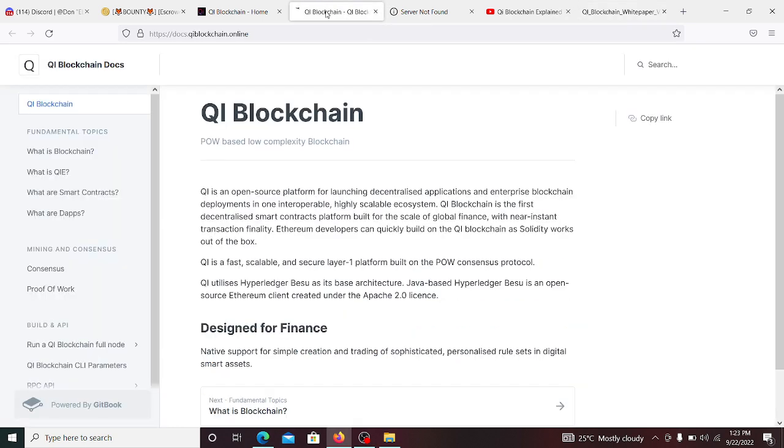How does it work? The QI is an open source platform for launching dApps and enterprise blockchain, and it is highly scalable. The QI blockchain is the first decentralized smart contract platform built to scale for global finance with near instant transaction finality. So it is fast, it is scalable, it is secure, and it has a proof of work consensus protocol. The QI utilizes Hyperledger base, like I explained, which is a JavaScript based Hyperledger system. It's an open source Ethereum client created under the Apache 2.0 license.